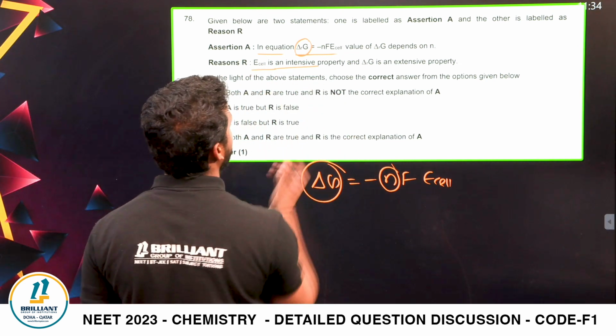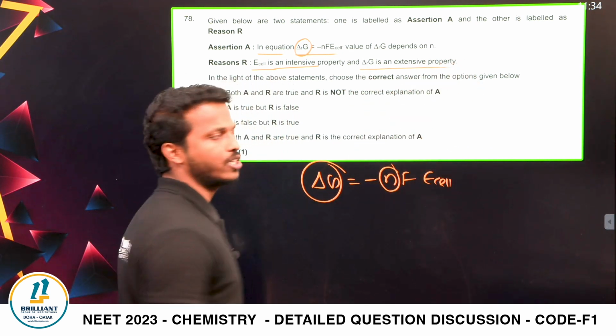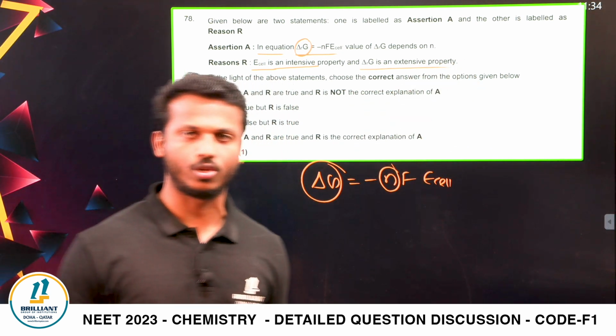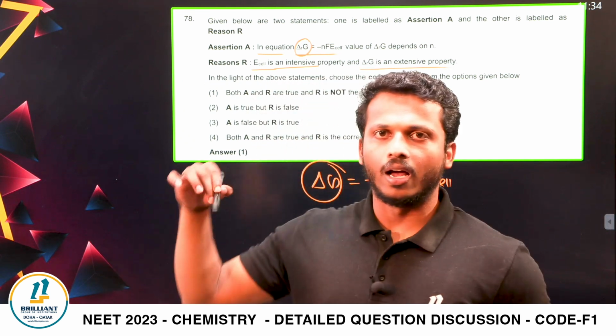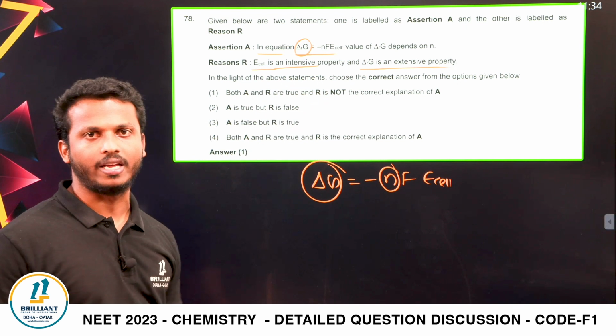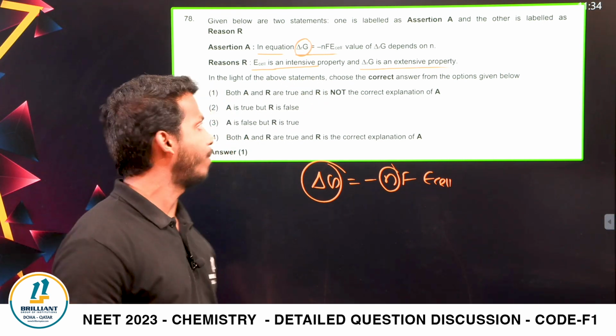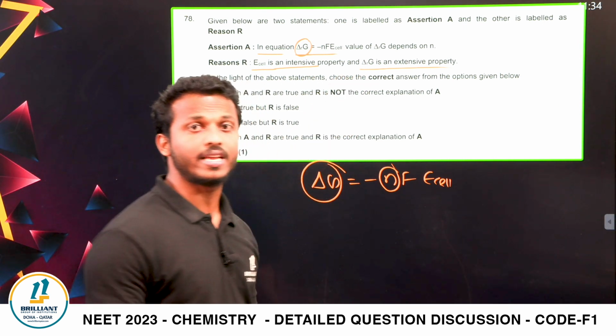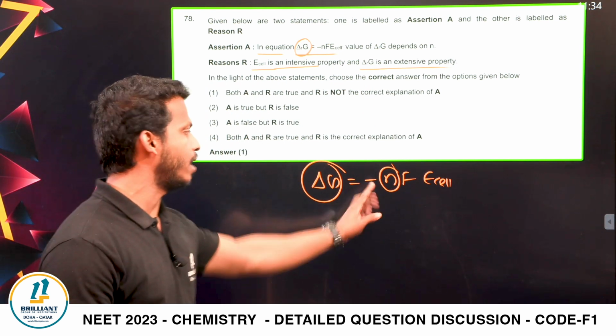E cell is an intensive property and delta G is an extensive property, connected to thermodynamics. You know, what is E cell? The EMF of the cell, that is an intensive property. Yes, it does not depend on the number of particles, but delta G is an extensive property. Yes, it depends on the number of particles.